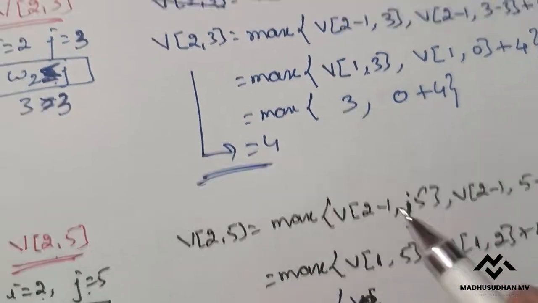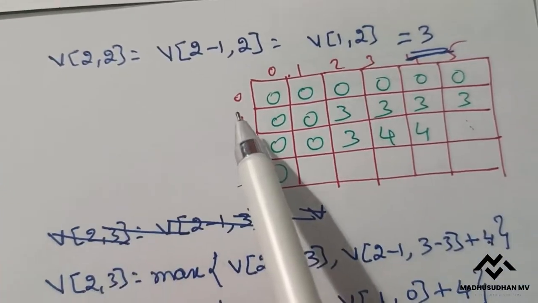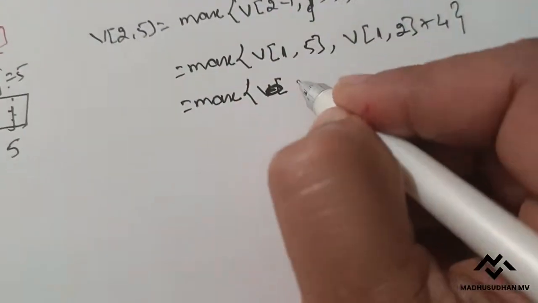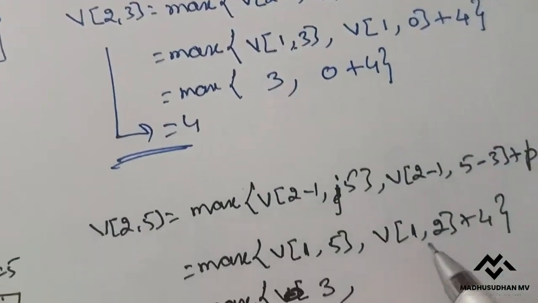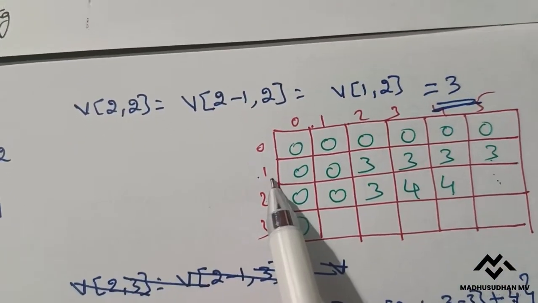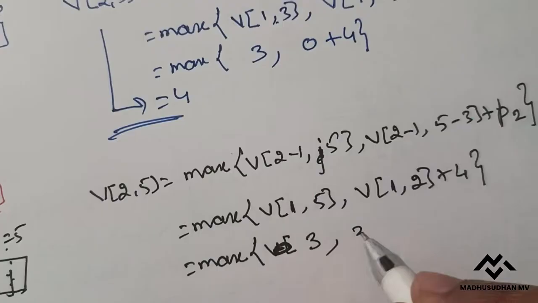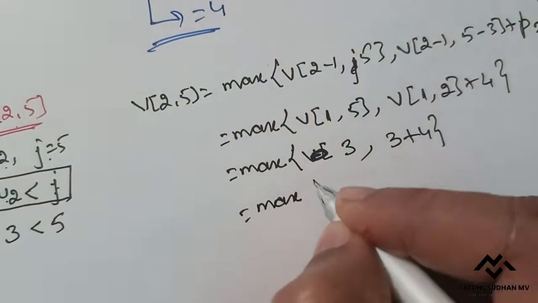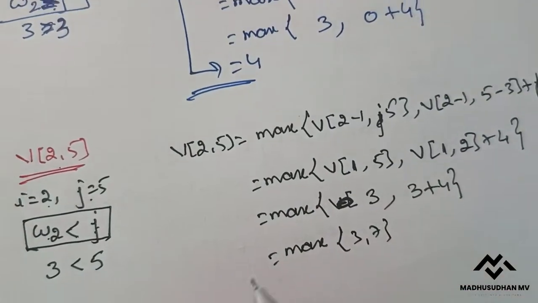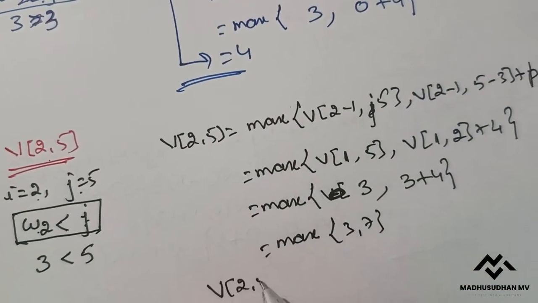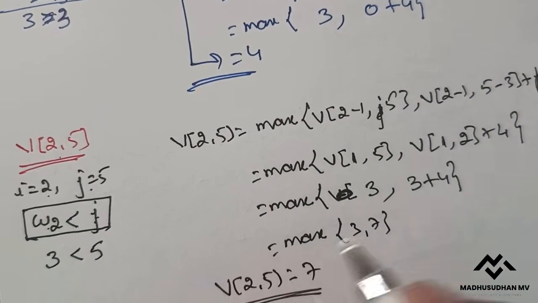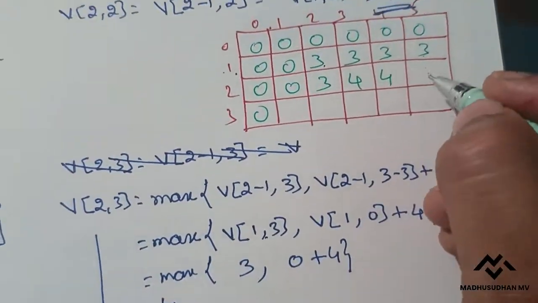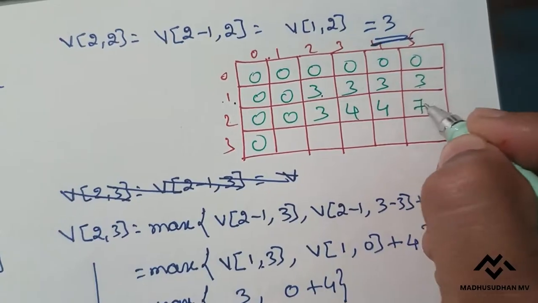So this is the maximum of V of 1 comma 5 and V of 1 comma 2. How do we calculate V of 1 comma 5? V of 1 comma 5 is 3. V of 1 comma 2 we already calculated, it is 3. Then 3 plus 4. So this is nothing but the maximum of 3 comma 7, which is 7. So V of 2 comma 5 is equal to 7.